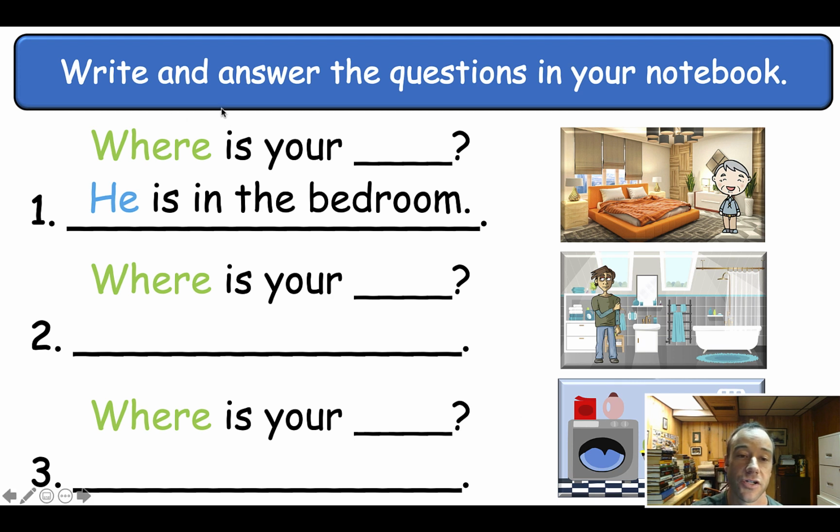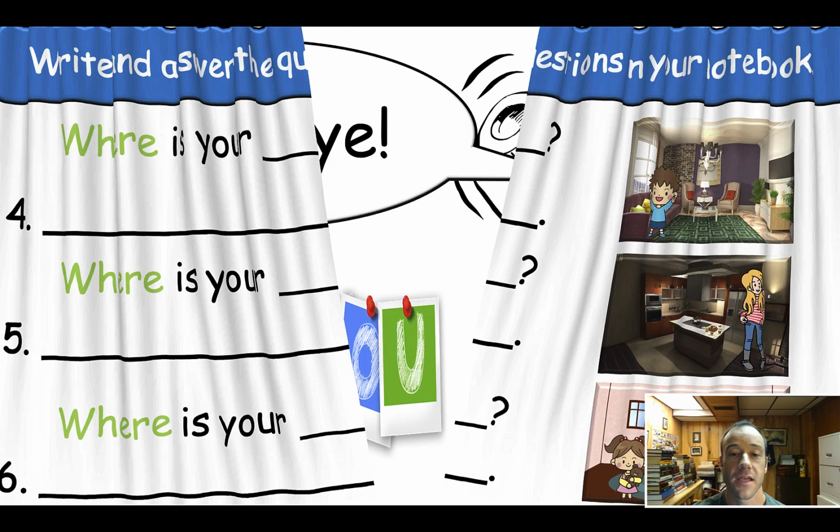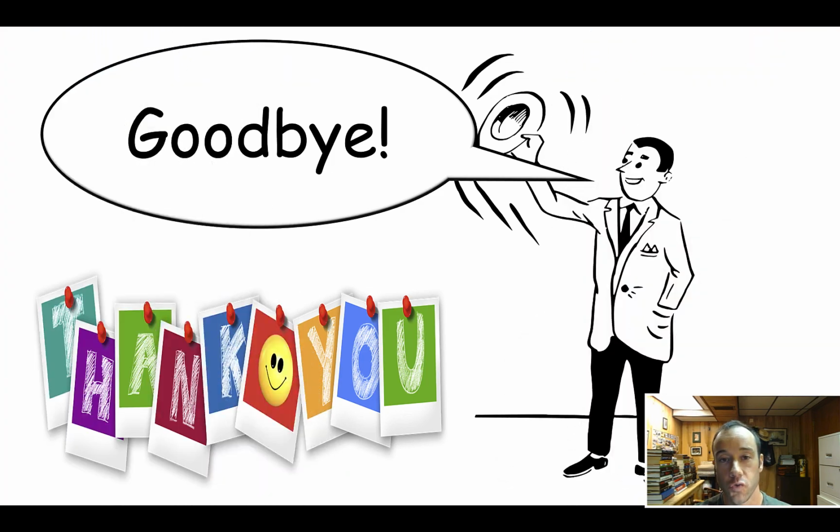So they need to write the question, where is your grandfather? He is in the bedroom. Okay, where is your older brother? He is in the bathroom. And so on and so forth. Okay, not very difficult, very fun, very easy, very interactive, and interesting. That's what we want in order to engage them and get them to want to participate, to want to speak. That is the goal.